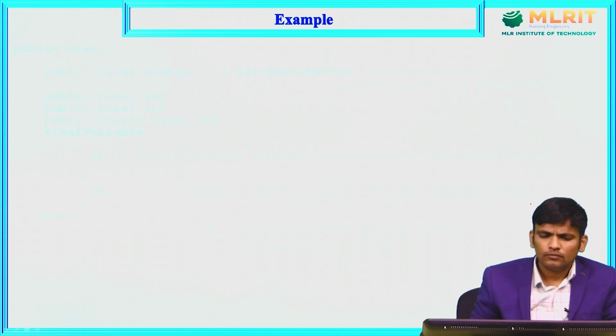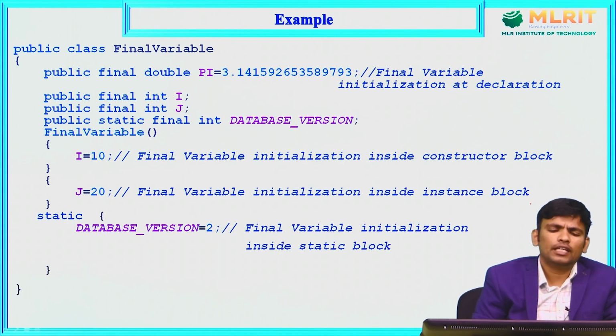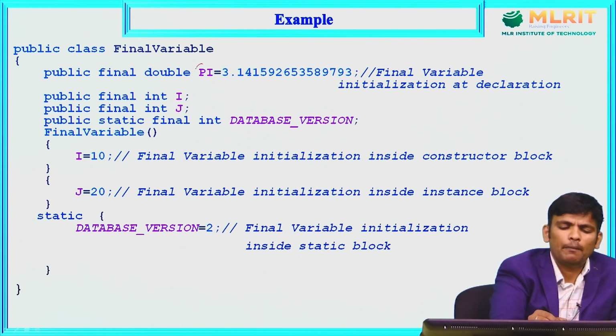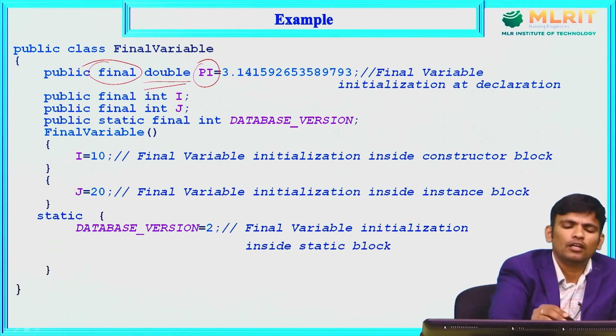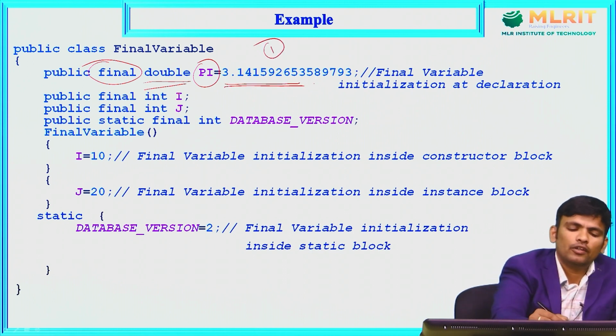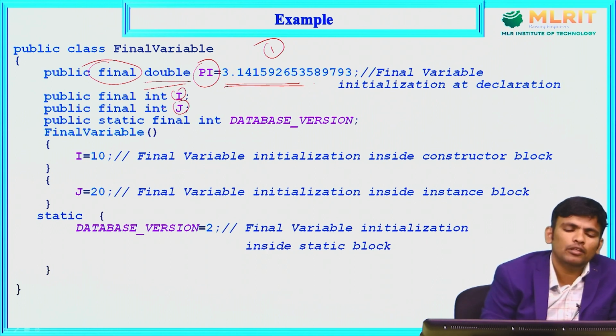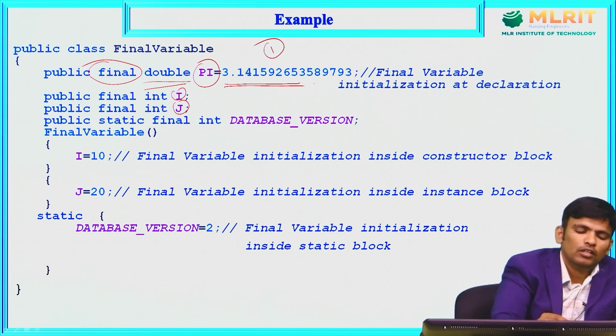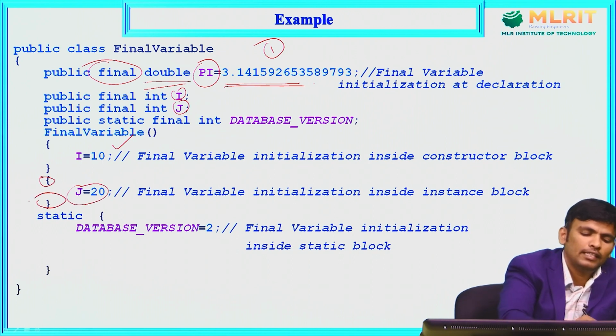If I take an example, here we can see 3 approaches in one single program. Here I have a variable pi. It is an instance variable and it is declared with the final keyword. Now the most common approach: whenever you are declaring a final variable, you can initialize it right there. So here I am initializing it. This is the first approach. The second approach: here you can see i and j are final instance variables. You can initialize one within the constructor and another within the instance block. So I initialize i within the constructor and j within the instance block. You can see this is the instance block.